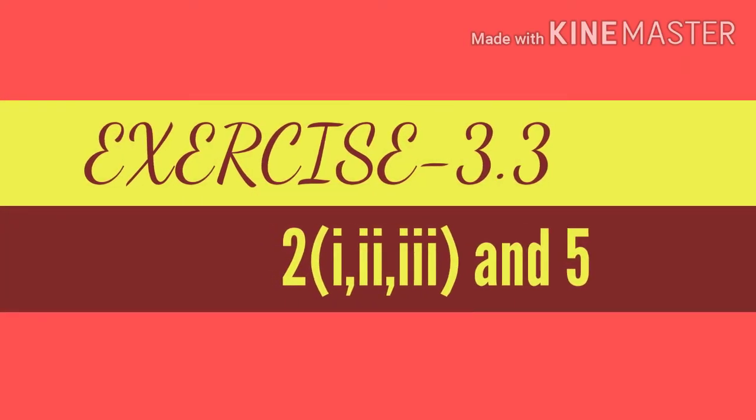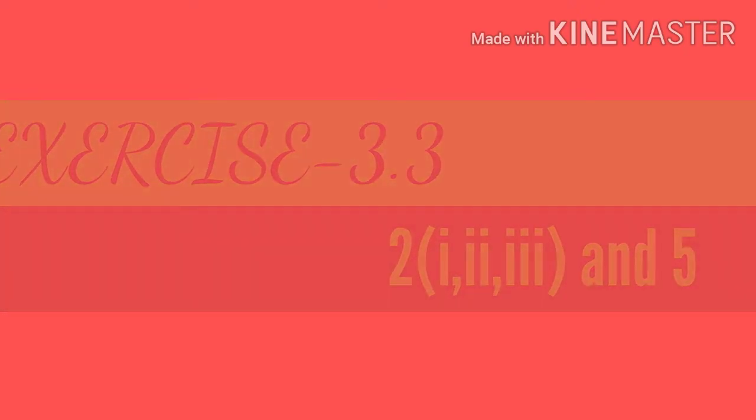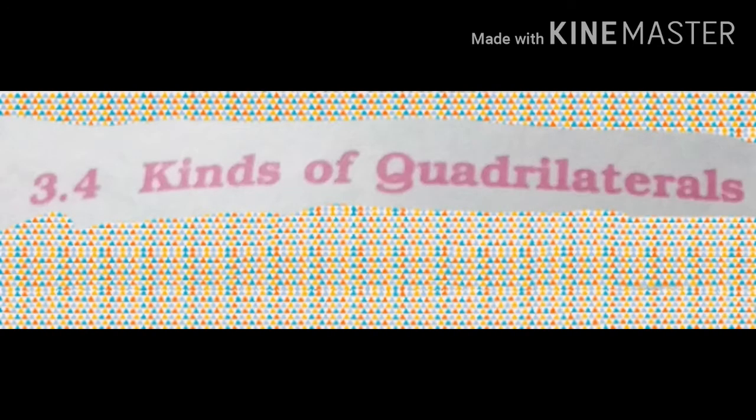Before starting the exercise 3.3, we'll just go through the kinds of quadrilateral. There are different types of quadrilaterals. We all know the quadrilateral, it's a four-sided figure. Before also I told you, four-sided figures are of different types. Four-sided figure पनि एउटा rectangular square मात्र हुँदैन. There are different types of four-sided figure.